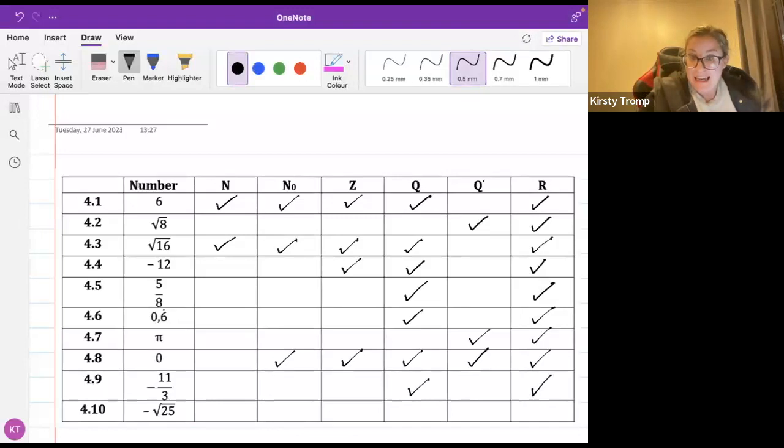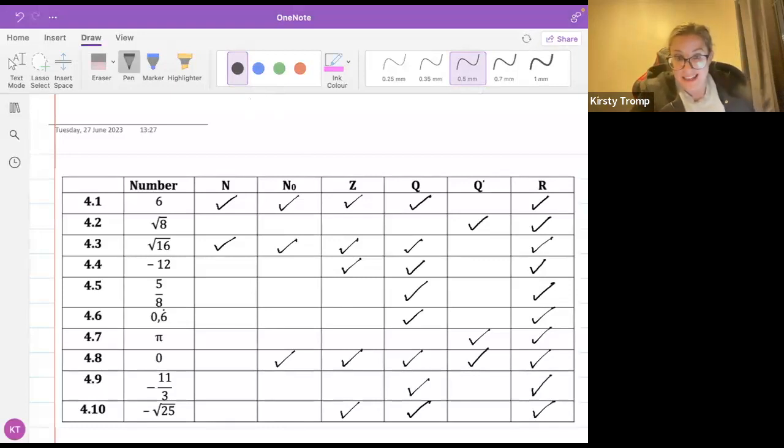And finally, negative root 25. Well, the negative of root 25 is an integer, because when we square root 25, we get 5. It is a rational number, and it is also a real number. So I hope that you managed to do all of those, and I hope that you got the right answer. Okay, make sure that you've got a screenshot of all the correct numbers. So make sure that you've got a screenshot of all the correct answers.